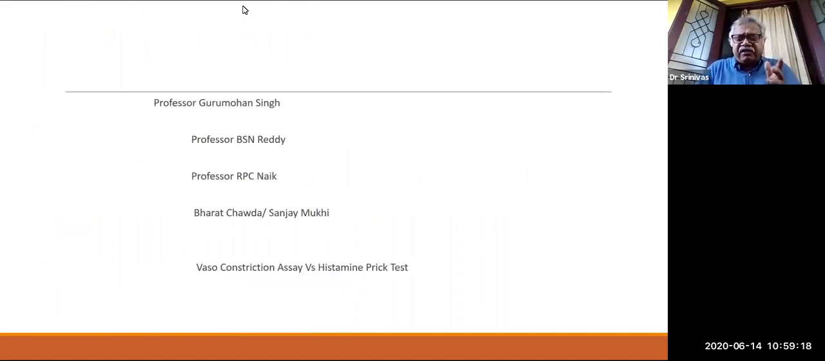This vasoconstriction assay, or sorry, this urticarial suppression assay or histamine wheal assay was basically designed or used by Professor Gurmohan Singh and his student Dr. B.S.N. Reddy. Professor Gurmohan Singh was a professor at Banaras Hindu University, one of the leading universities, and has guided many other dermatologists in our country. And one of the luminaries he guided was Professor B.S.N. Reddy, who worked with him on these studies.